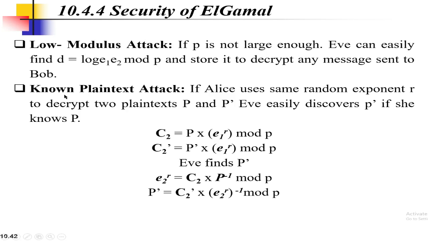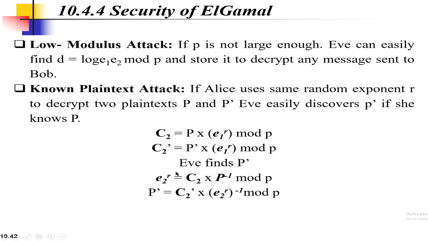Okay, now come to the non-plaintext attacks. These attacks may be possible if the random exponent r is the same for the two plaintexts p and p dash. Eve can easily discover p dash if she knows p. For the plaintext p, the ciphertext will be c2 equal to p into e1 to the power r mod p, and for the plaintext p dash, the ciphertext will be c2 dash equal to p dash into e1 to the power r mod p.